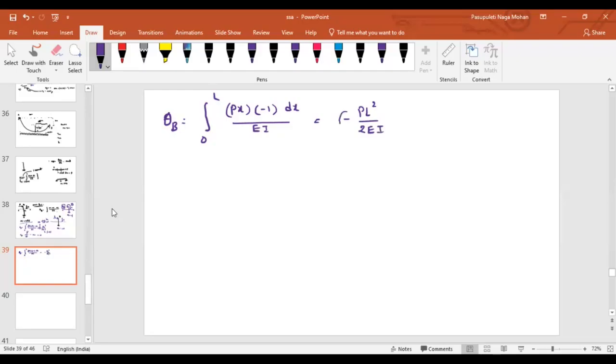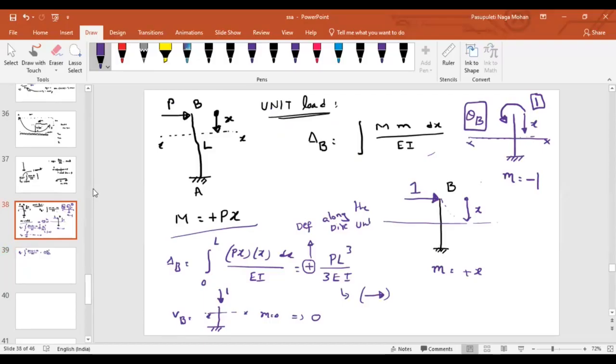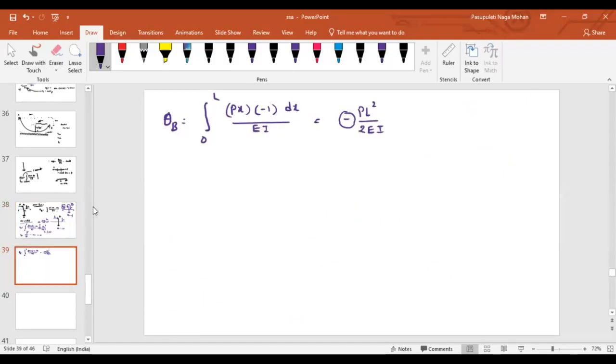Now what does this negative sign imply? What is the direction of the unit moment we have considered? Anti-clockwise. So this represents the opposite direction. So here it is PL square by 2EI, just opposite to what I considered, clockwise. So it's just a direct application, right?